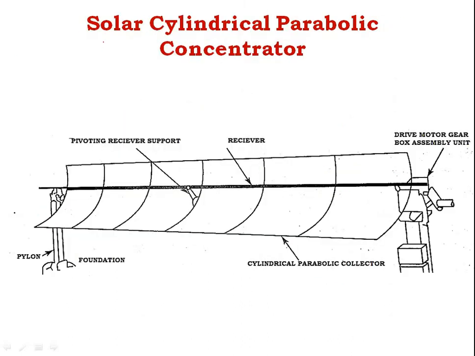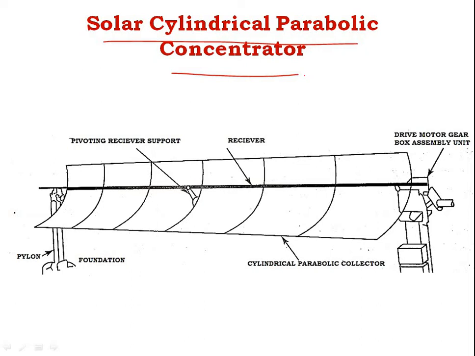Next we will be discussing the solar cylindrical parabolic concentrator. Parabolic mirrors are so adjusted that the focus of one mirror is located at the bottom end of the other mirror, in contact with the receiver. The arrangement helps in increasing the acceptance angle. The concentration ratio achieved by this type of collector ranges from 3 to 7.